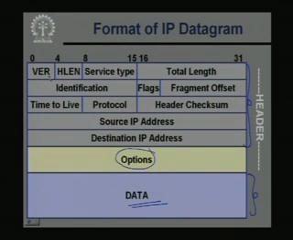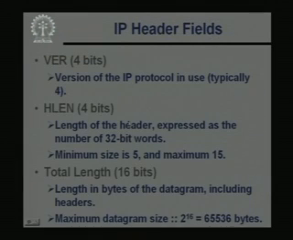Ver means version, this is the header length, service type, total length, identification, flags, fragment offset, time to live, protocol, some kind of header checksum, and source and destination IP addresses. These are the information which are present in the IP header. Now, let us see what this means.